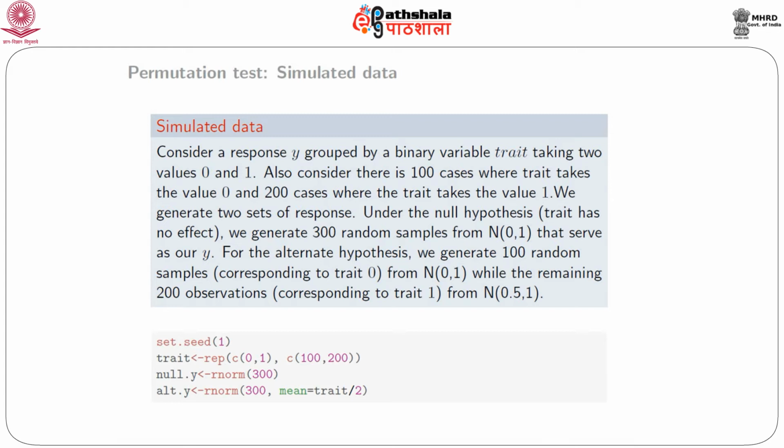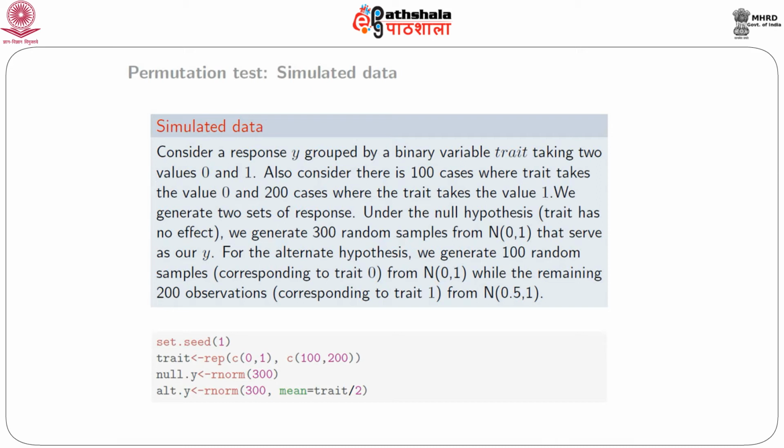Now, suppose y is our response and we generate y from a normal 0, 1. So, we take 300 random normal variables from 0, 1, and null.y is rnorm(300). Under the alternative hypothesis, we also generate a response, which is alt.y, generated from rnorm, but this time the mean is taken to be trait/2. So, for the first 100 cases the mean is 0, while for the next 200 cases the mean is half, or 0.5.